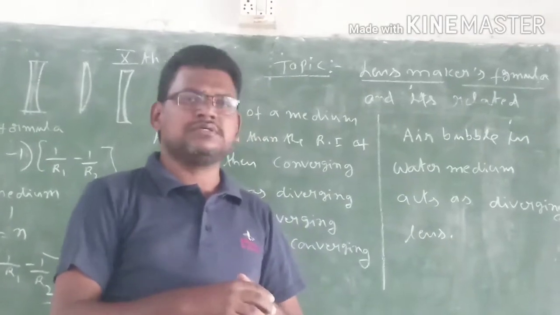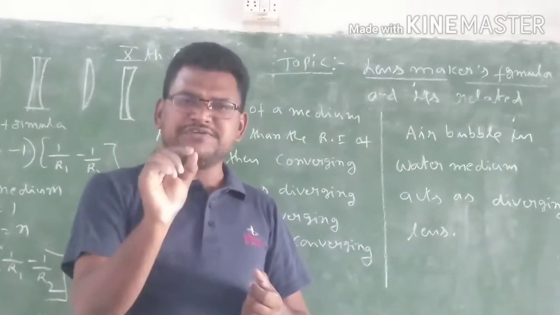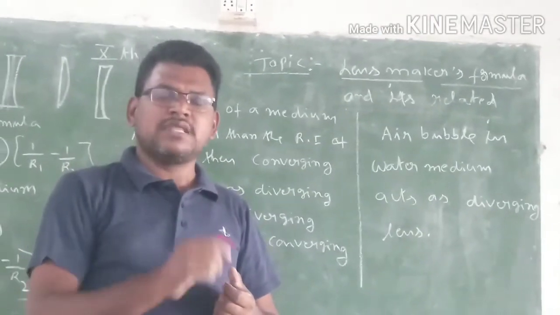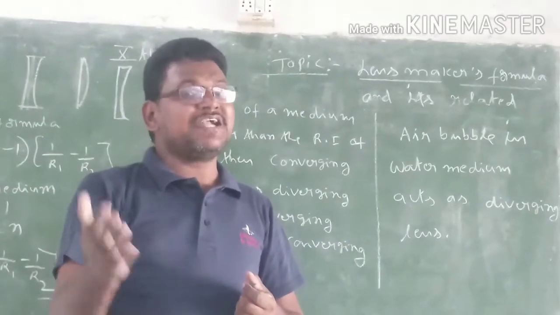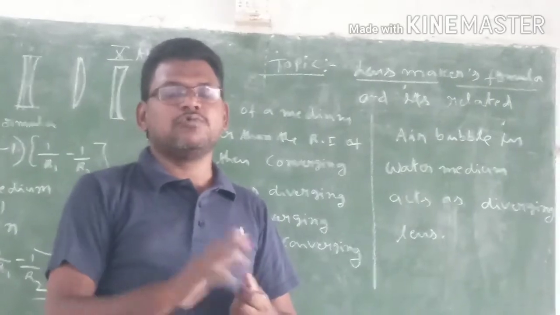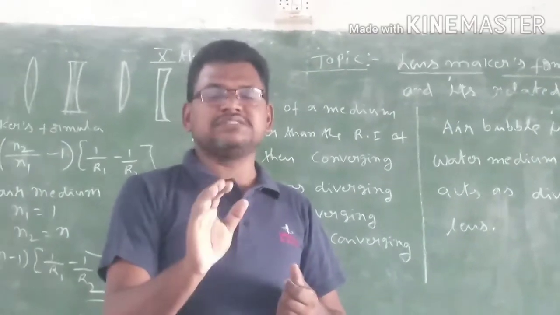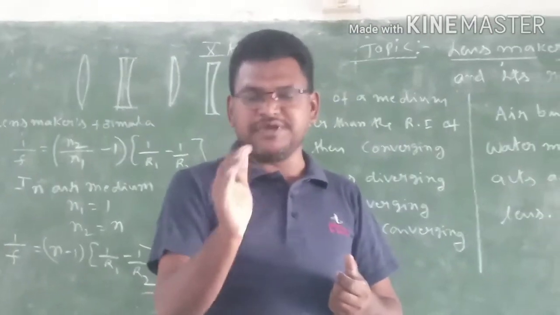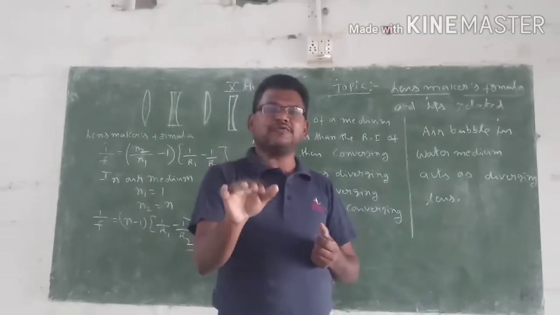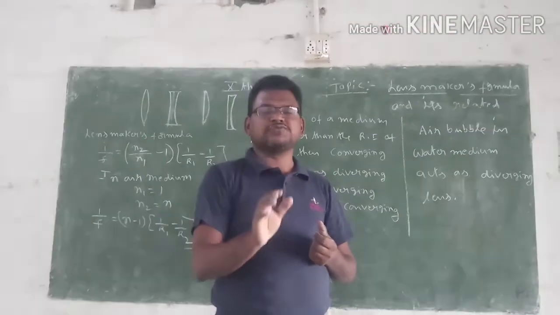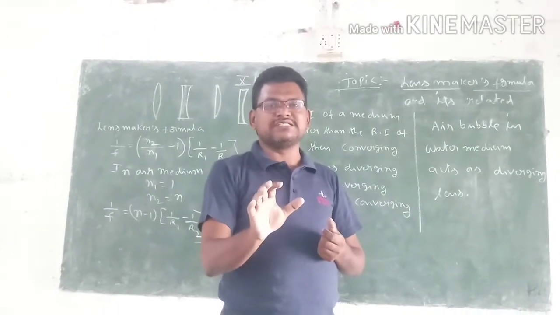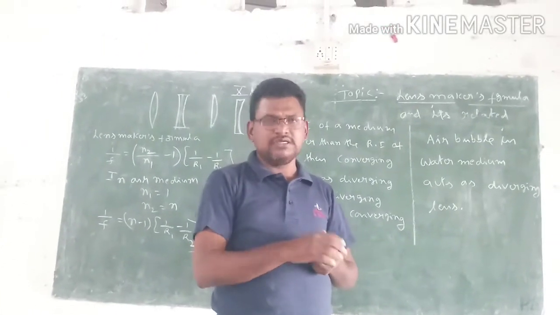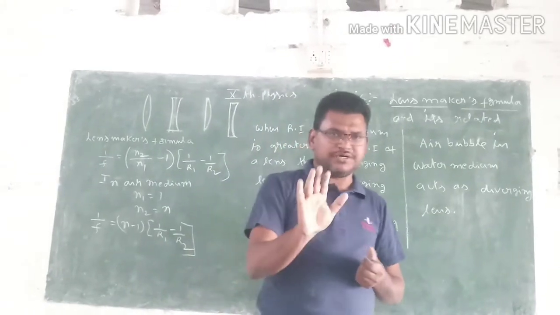Because the refractive index of air in the bubble is 1 and it is in a water medium, the refractive index of the water medium is 1.33. That means the refractive index of the water medium is greater than the refractive index of air. That's why an air bubble in a water medium acts as a diverging lens. Okay, remember, this is very important.